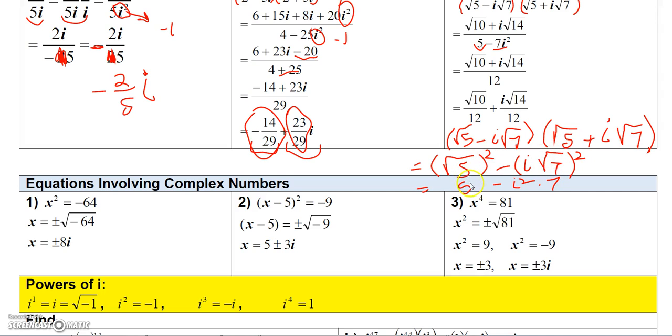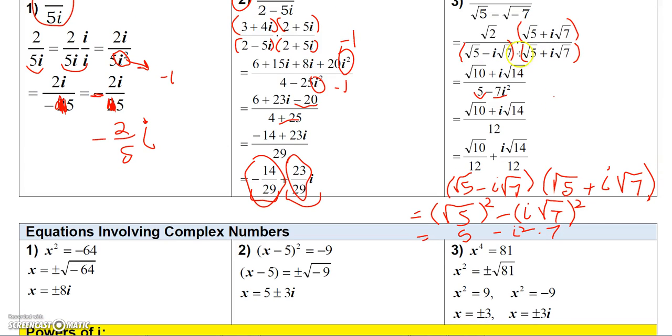Well, if you square the square root of 5, you get 5. And if you square the i square root of 7, if you square i, you get i squared. And if you square the square root of 7, you get 7. So I just wrote this up here. Instead of 5 minus i squared times 7, I wrote it as 5 minus 7 times i squared. And so that's how I got that denominator.